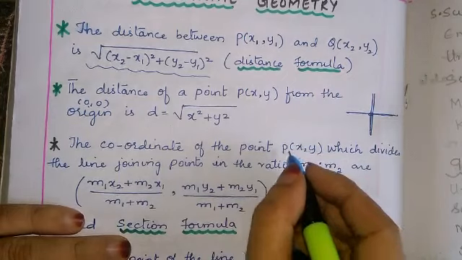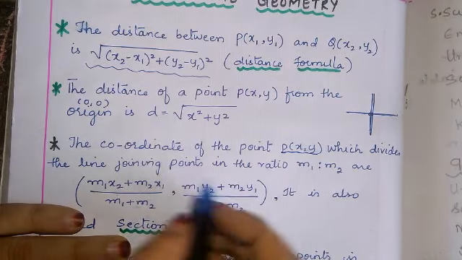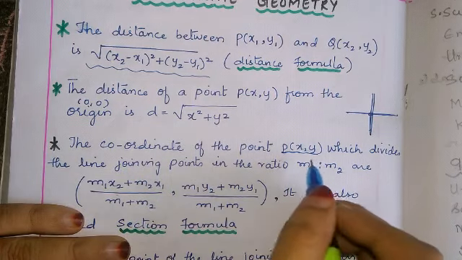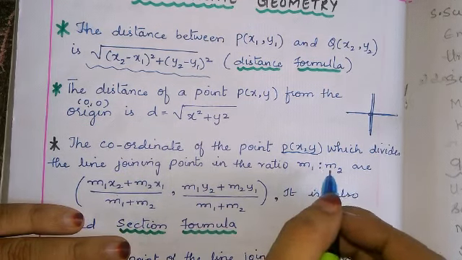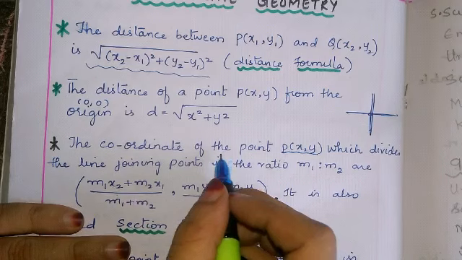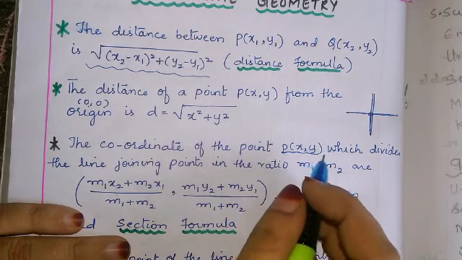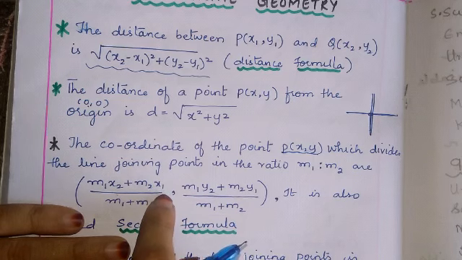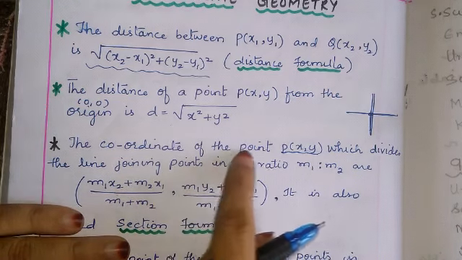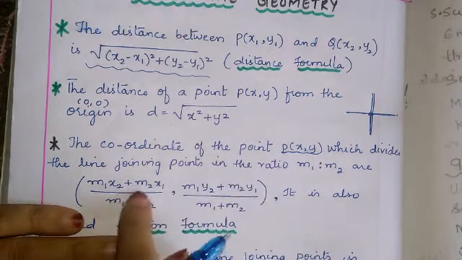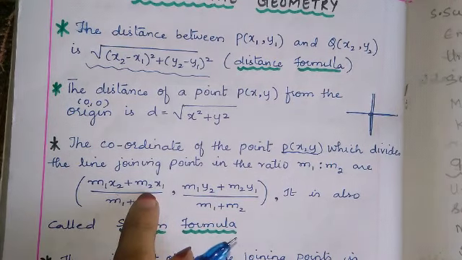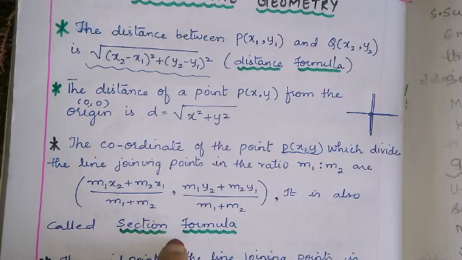That is, if a line joining 2 points is given, and some ratio is given, then we have to find the coordinates of the point. In that situation we have to find it by using this formula. This formula is also called the section formula.